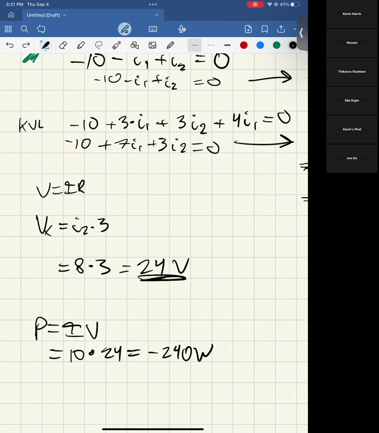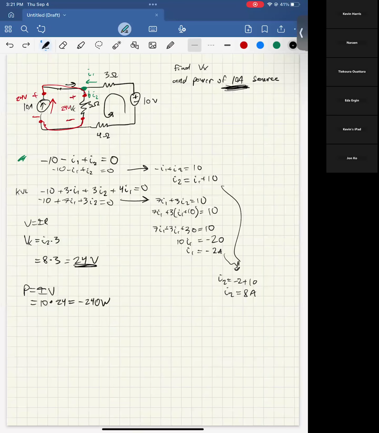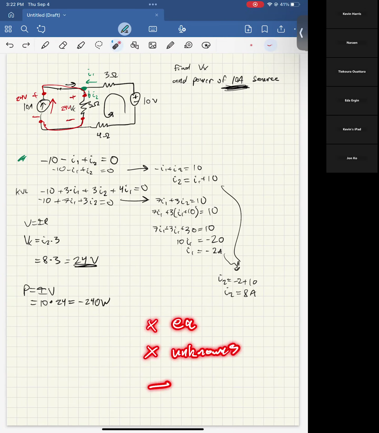So again, the process, as always, is use your KVL, use your KCL, get some number of equations that matches your number of unknowns, and then solve. I have time for a couple more questions, so I will do some more.